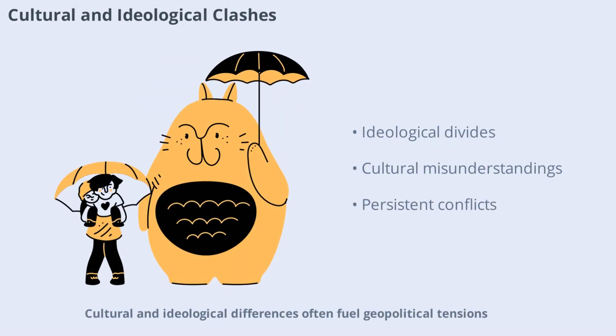Cultural and ideological differences often fuel geopolitical tensions. Competing values, beliefs, and political systems can create misunderstandings and mistrust. For example, democratic and authoritarian states may clash over human rights or governance models. Recognizing these underlying differences helps us understand why some conflicts are so persistent and difficult to resolve.